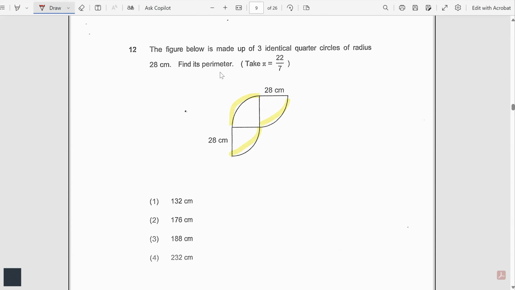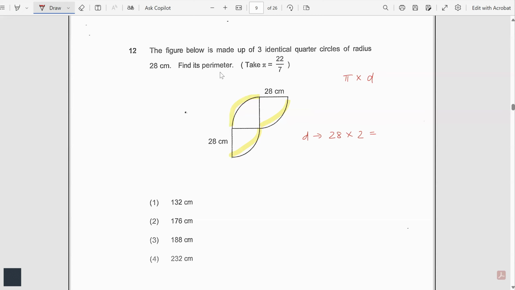Okay, so to find the perimeter means that I'm supposed to use the formula that gives us the circumference of the circle, and that is pi times diameter. So what is the diameter? Okay, diameter, 28 is the radius. So diameter will be twice of that, which is 56.